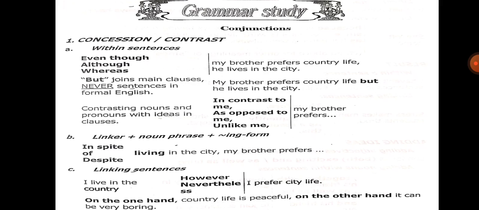Contrasting nouns and pronouns with ideas in clauses. In contrast to me, as opposed to me, unlike me, my brother prefers swimming, for example. The second type, we have linker plus noun phrase plus ing. In spite of and despite. For example, in spite of living in the city, my brother prefers living in the country.